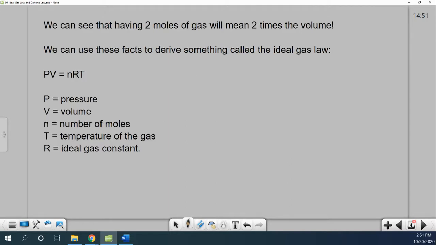And so you can see that if I had 2 moles of gas, that means I have 2 times the volume. If I had 4 moles of gas, 4 times the volume. We can use those facts of how volume and moles increase with each other to derive something called the ideal gas law.